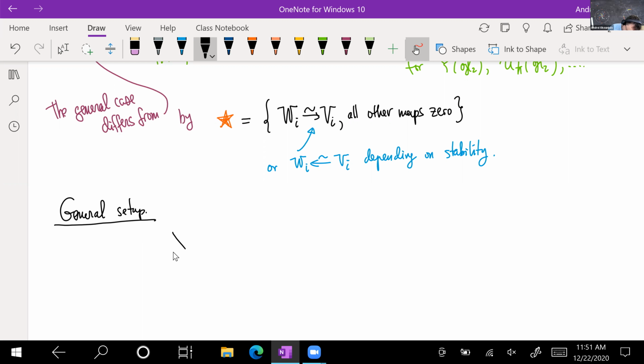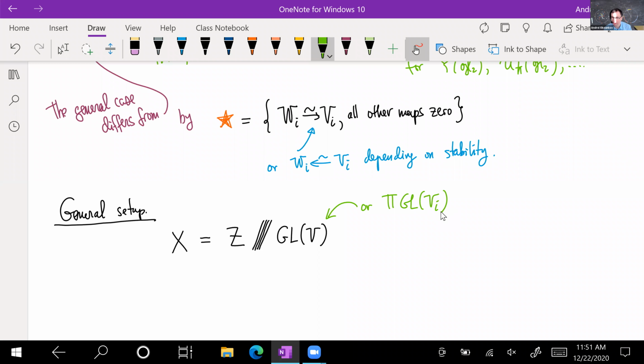The general setup is that X is an algebraic symplectic reduction of some space. So this means algebraic symplectic reduction. Well, let's just take one GL, or products of GL. Well, let's not complicate matters by indices.